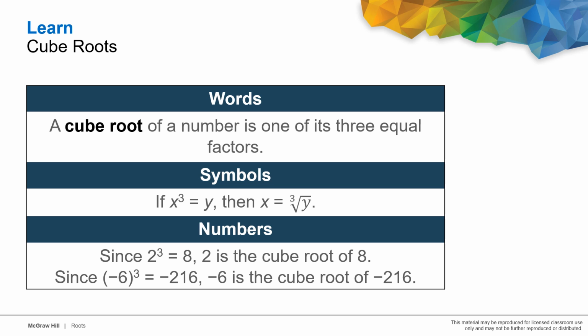Same thing down here, right? Negative 216. The cube root of negative 216 is negative 6, because negative 6 times negative 6 times negative 6 is negative 216. And some of you might be already noticing, wait, you can have negative cube roots? Yes, cube roots can be negative. Very much unlike square roots, cube roots can be negative.